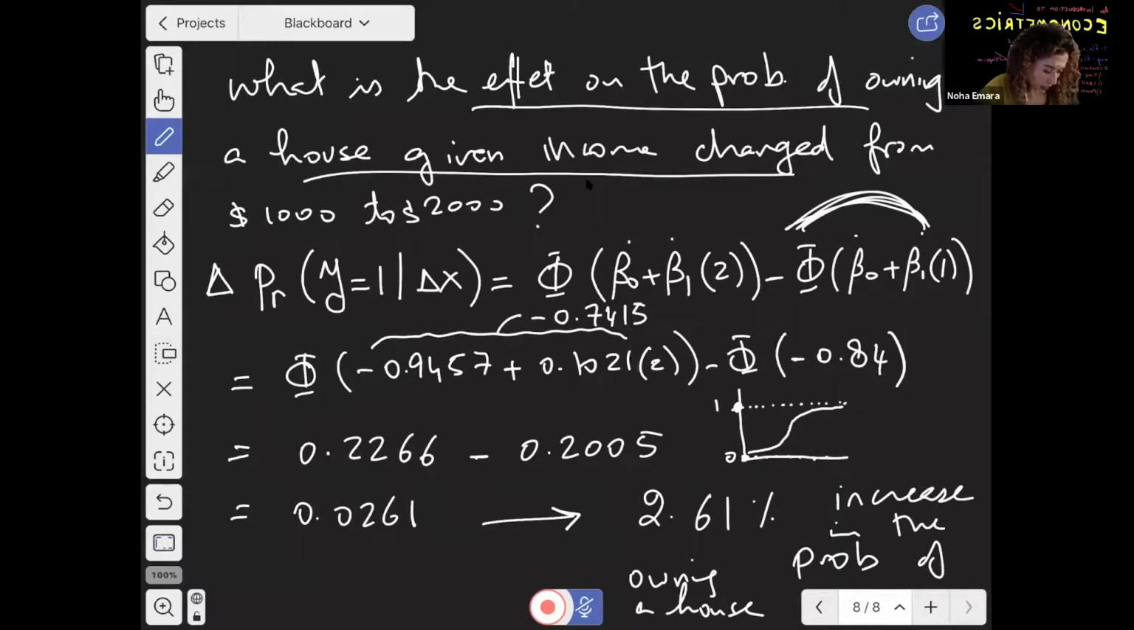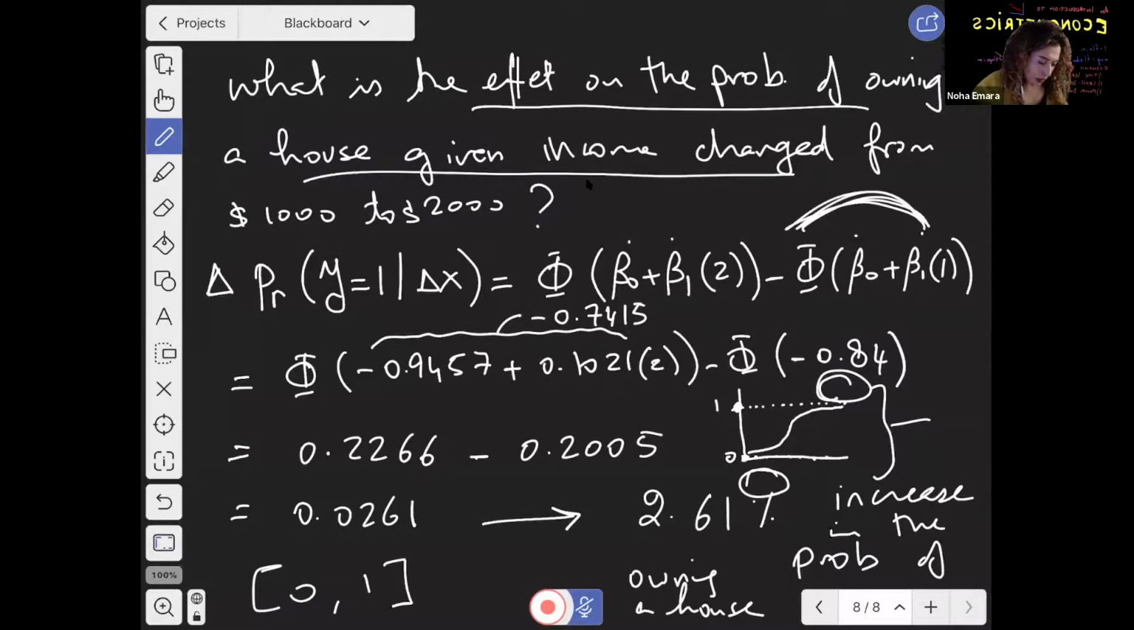Okay, and this is a great advantage over the linear probability model. We don't have any problem of anything above 1 or anything below 0. So it's just like normal, right? Values between 0 and 1 in this interval. Okay.